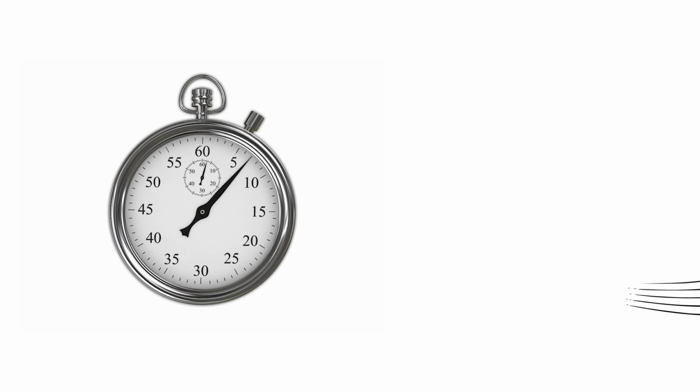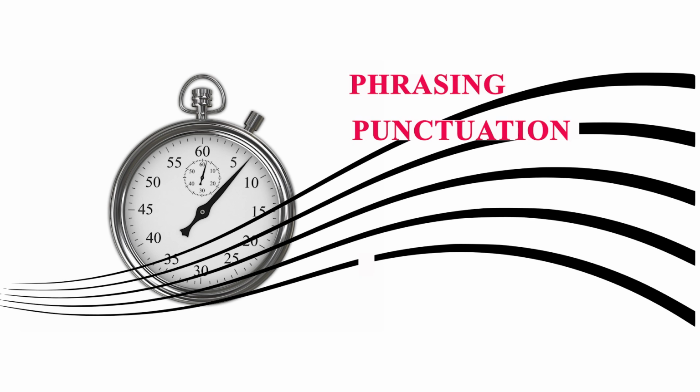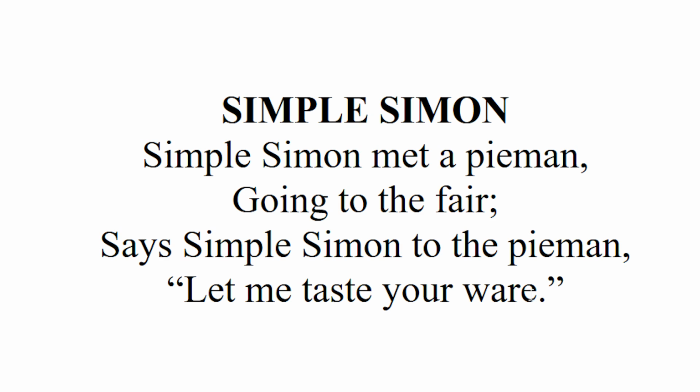For example, both language and music stream to our consciousness in a time-based way. The human mind tends to seek order in this stream of information, so we use things like phrasing, punctuation, and meter to establish this order. Let's take, for example, this simple children's nursery rhyme, Simple Simon. Simple Simon met a pieman, going to the fair. Says Simple Simon to the pieman, "Let me taste your ware."